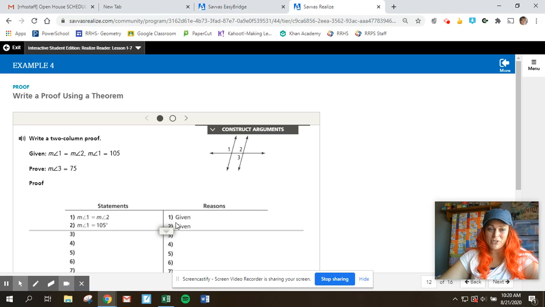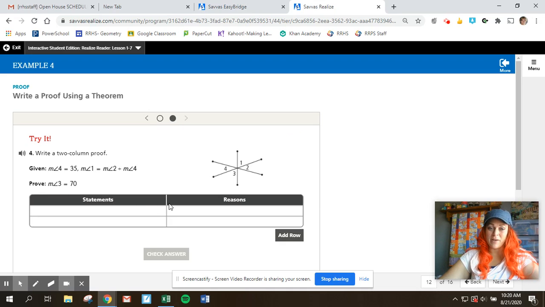Okay, I don't want to show you the rest of the proof, but you can look at it in your textbook if you would like. You are trying to prove that measurement of angle 3 equals 75. Again, write a proof. This one you're going to do on your own using some of those rules we just talked about in this lesson.